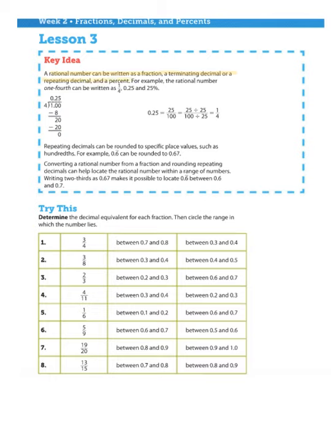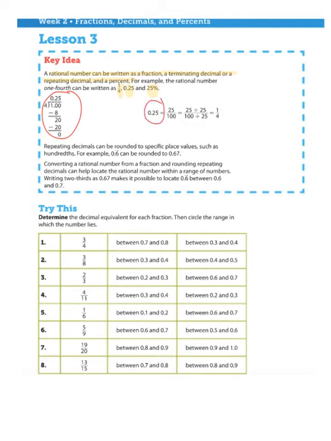For example, the rational number 1/4 can be written as 0.25 and 25%. So here they are just showing how they got 0.25. They used long division, taking 1 divided by 4. And this is what we've been doing in your calculator. If you take 1 divided by 4 in your calculator, you're going to get 0.25.